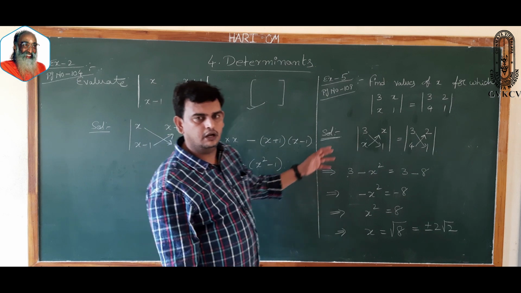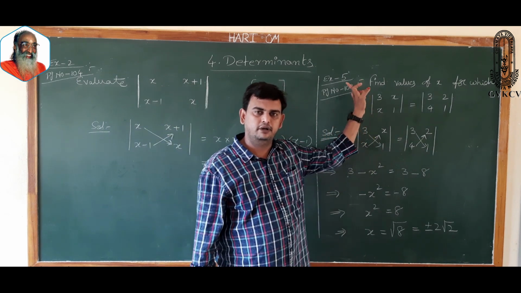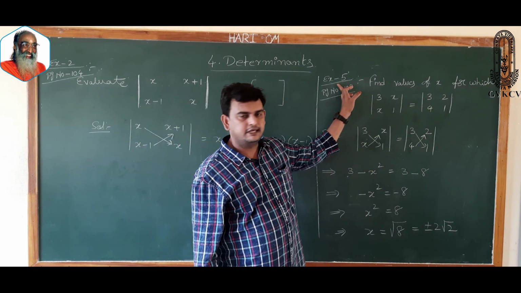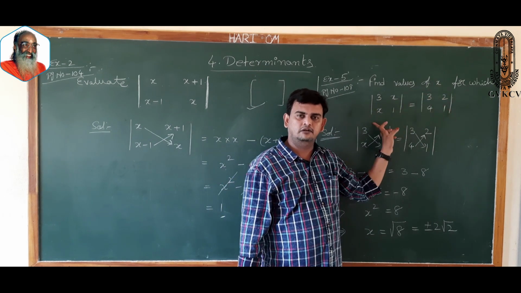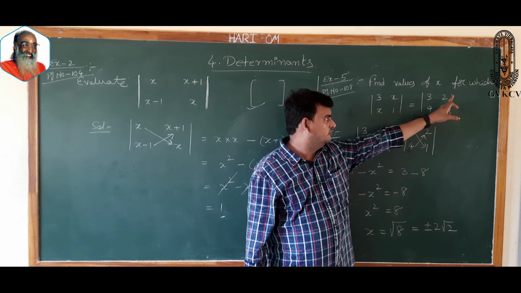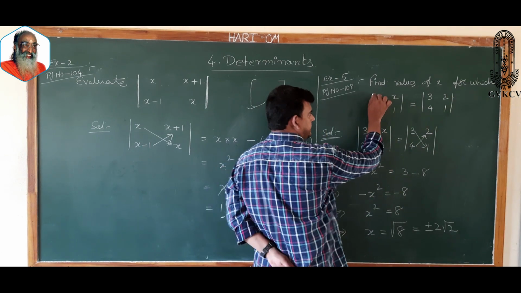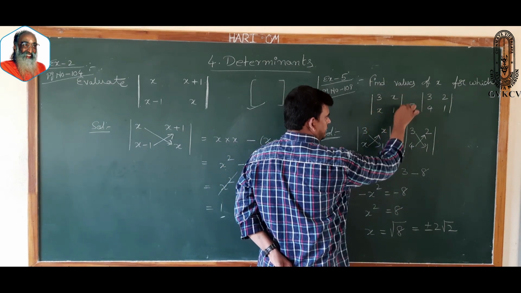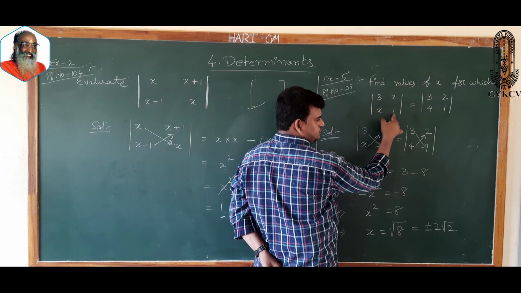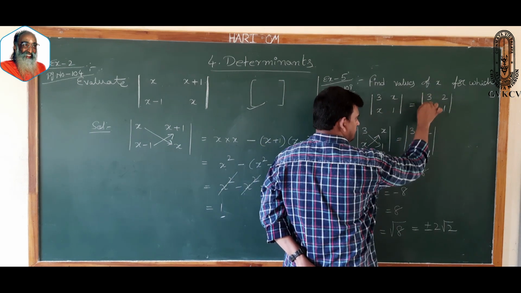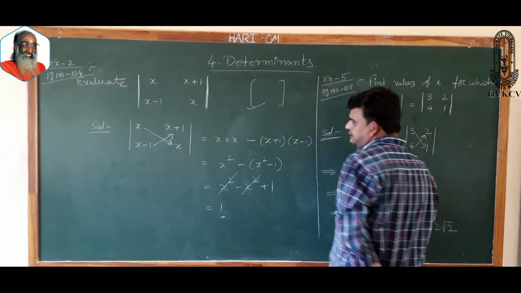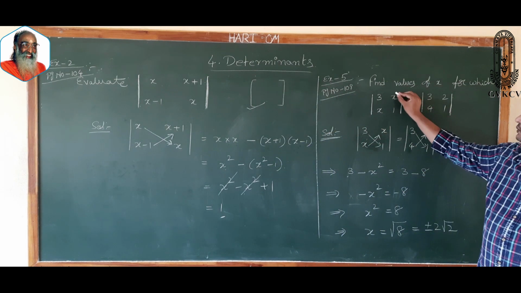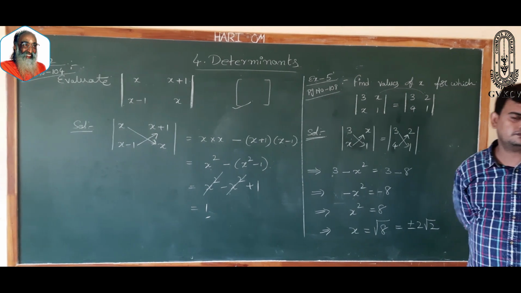And here we have another interesting example, that is example number 5. What is this example number 5? Find the value of x. They are asking the value of x for which det of 3, x, x, 1 is equal to det of 3, 2, 4, 1. Don't think that these two are matrices where we can directly compare the corresponding elements.